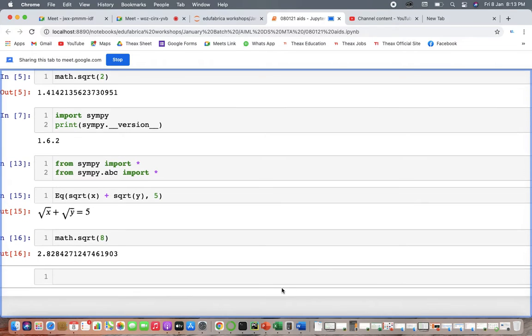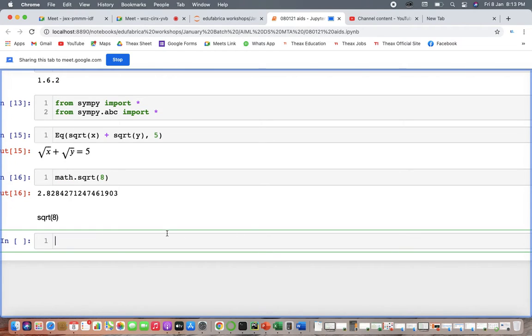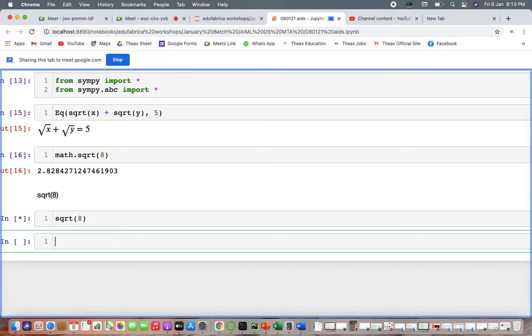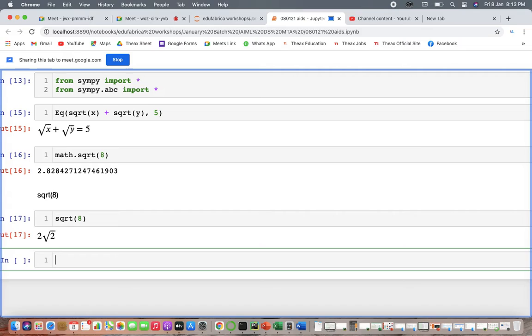So if I wanted the symbolic computations, I'll be writing it as sqrt of 8, like that. So sqrt of 8, that is your 2 root 2. Okay? Clear. Now, this sqrt has got a lot of things like a square root.